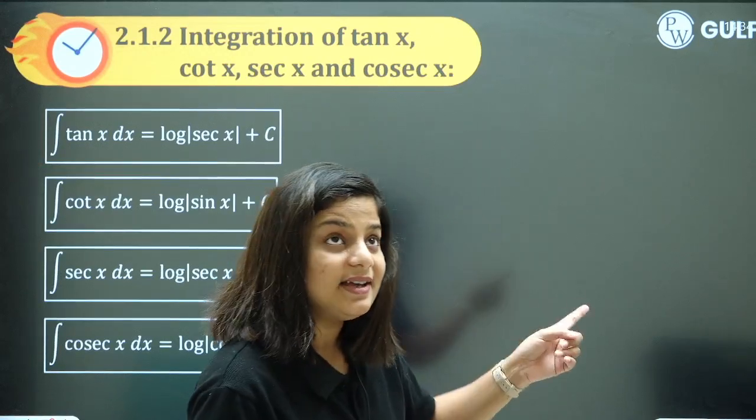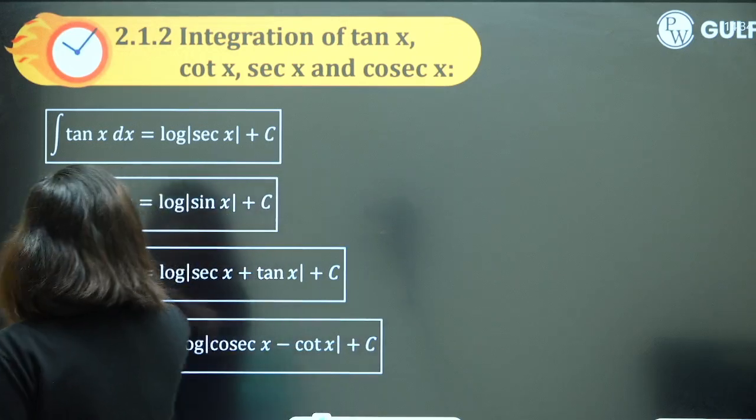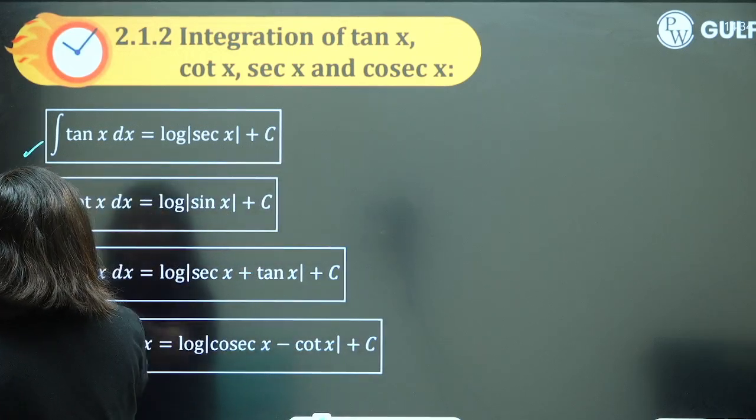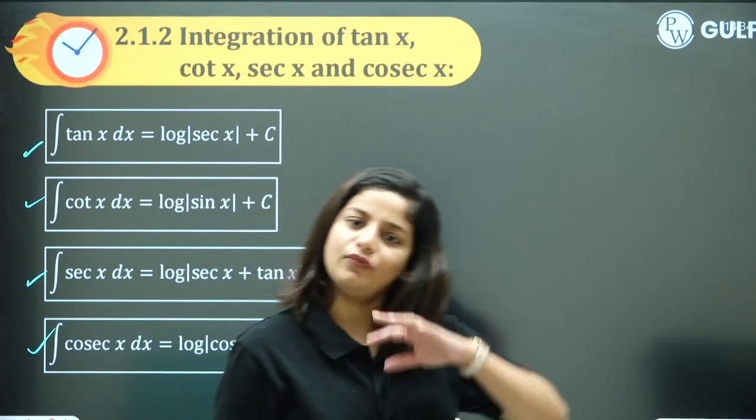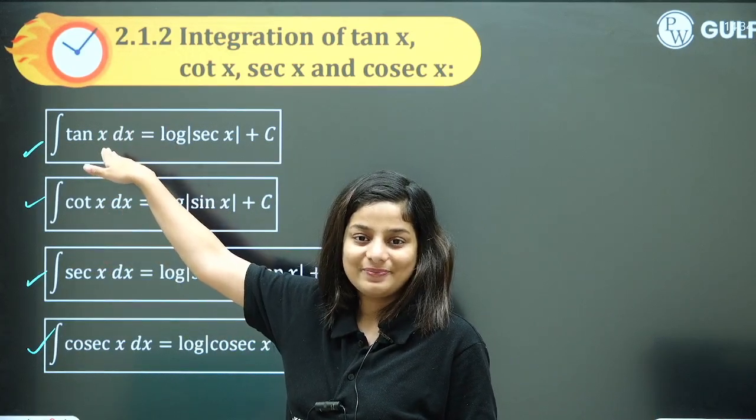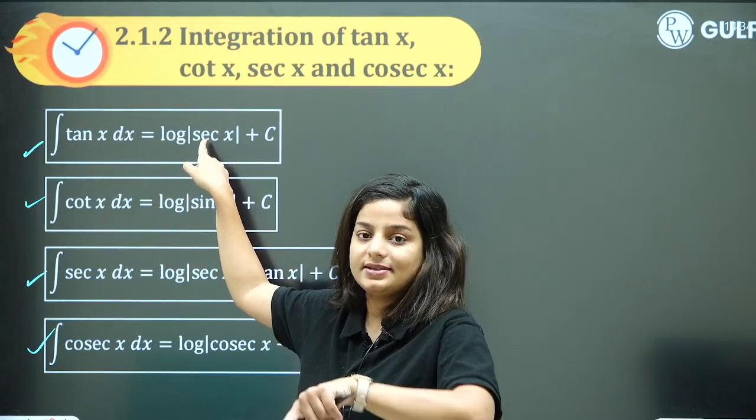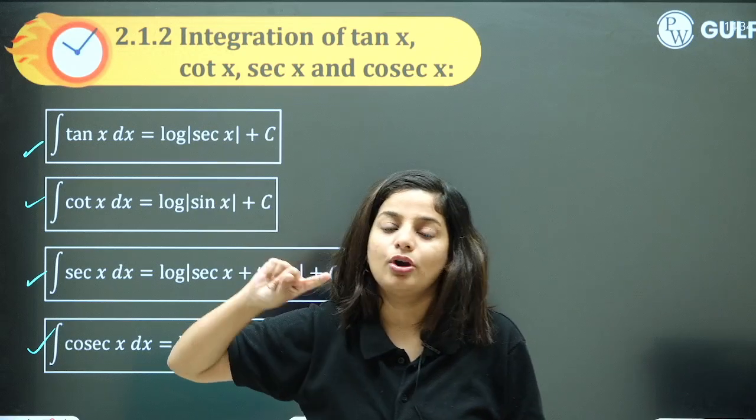Next, as I said, integral of cot x we found out was log mod of sin x. You all should try to find out the integral of tan x, sec x and cosec x also in the same manner. Tan x can be sin by cos and you have a minus sign, so it's minus log mod of cos x. The minus sign will go inside and give us log mod of sec x.